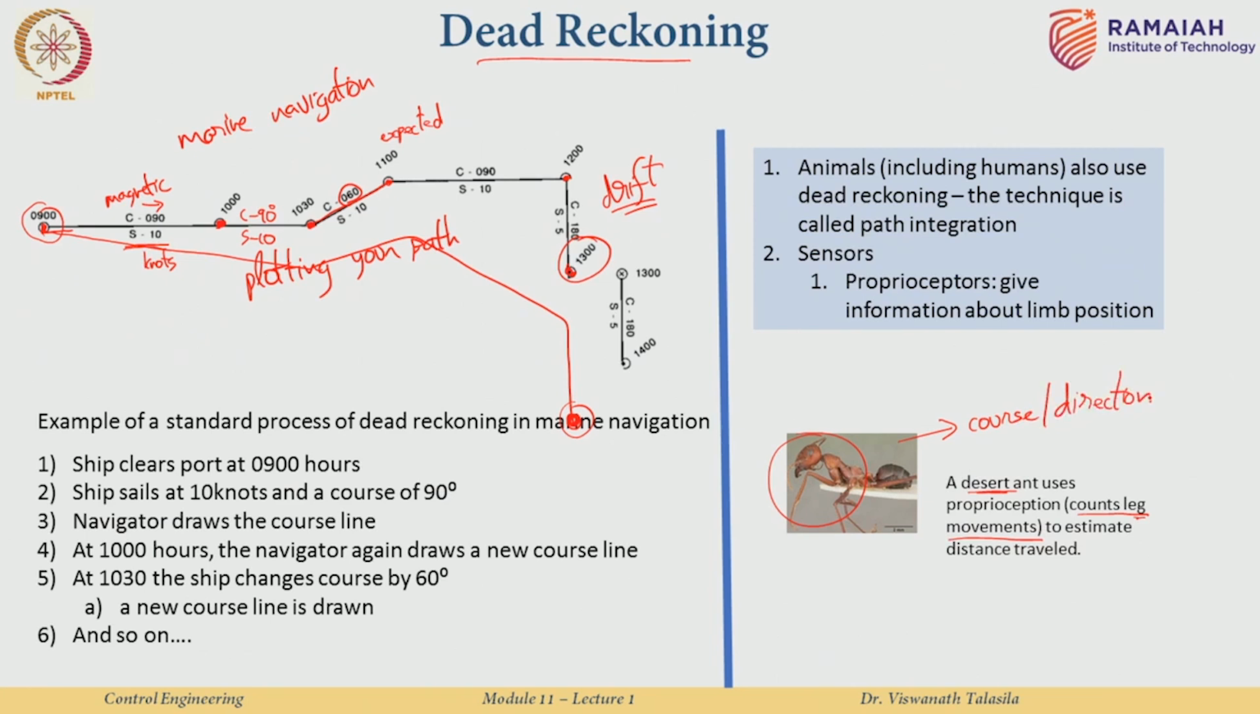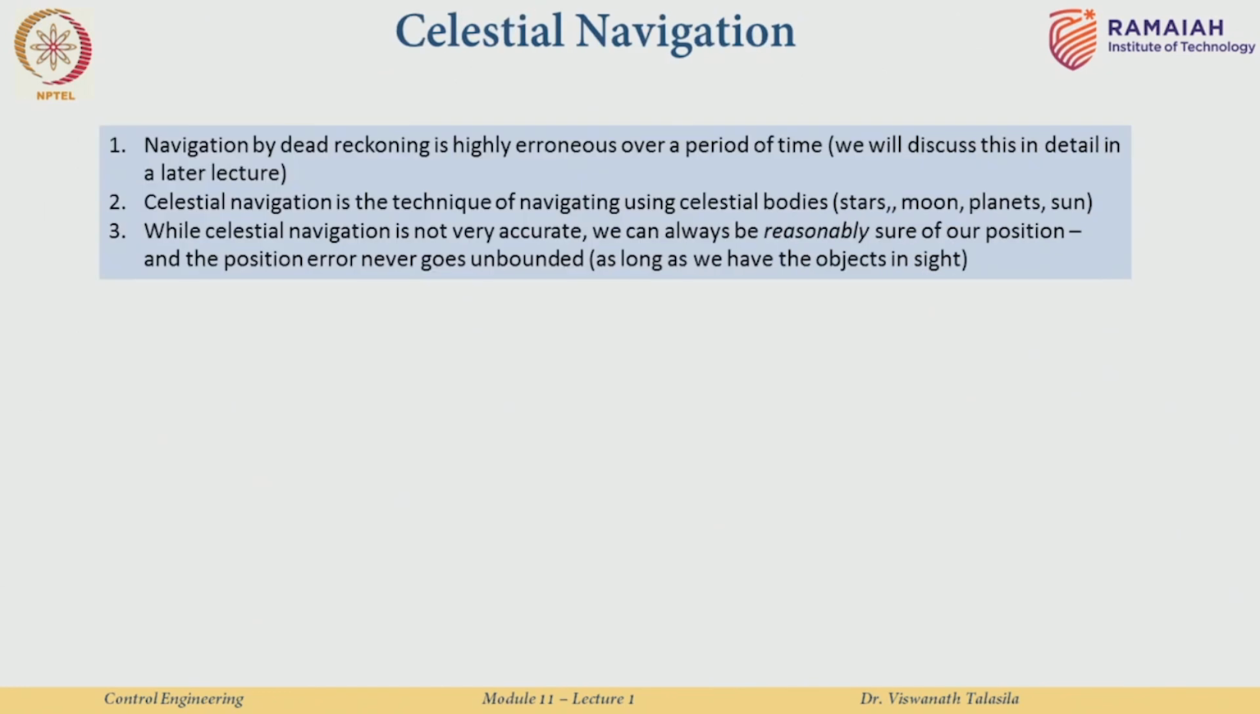So, animals, humans, all species have a means of estimating how much they have travelled. That is the basic notion here, and it is based on dead reckoning. Now let us look at celestial navigation, and we will see how these ants are able to navigate accurately with it. Celestial navigation is the art of navigation using celestial bodies, stars and the moon, and it is really how it was done in the ancient days.